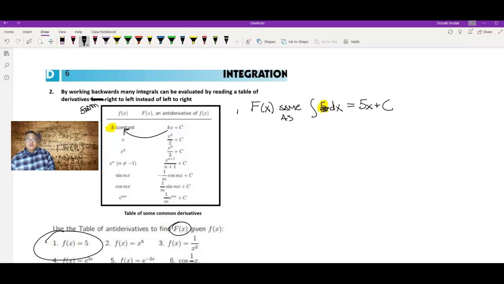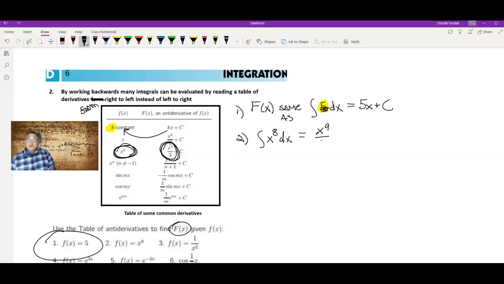All right, number 2. We want to find capital F, which is the integral of x to the 8th dx. Okay, so now I'm thinking, I've got a power. So I'm going to add 1 to that power and divide by the new exponent. And there's my integral.